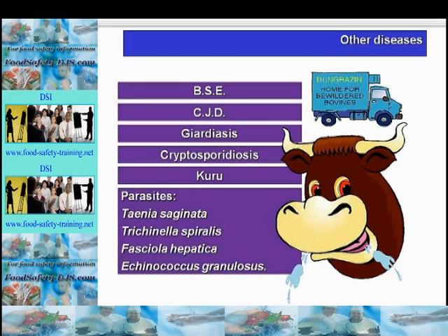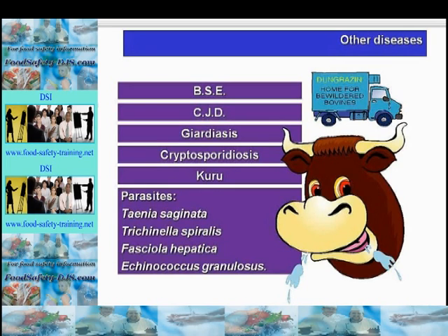Other problematic organisms include parasites. A parasite is a plant or animal that lives and feeds on or in another plant or animal known as the host. It can have complicated life cycles which may involve different hosts. Taenia saginata is a tapeworm. Trichinella spiralis are roundworms, and you'll find these in undercooked pork and horseflesh.